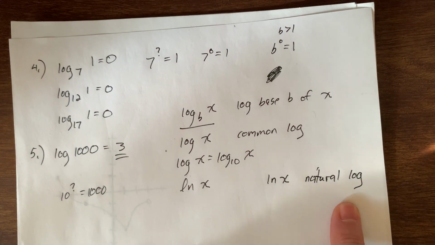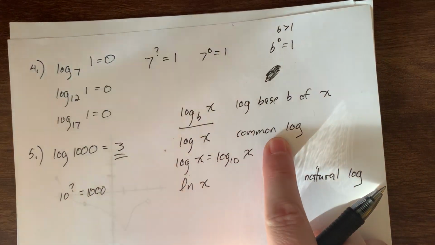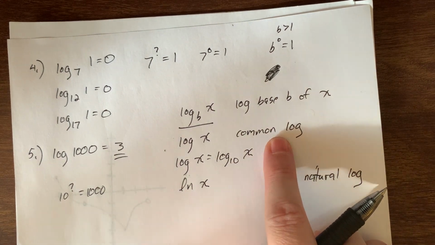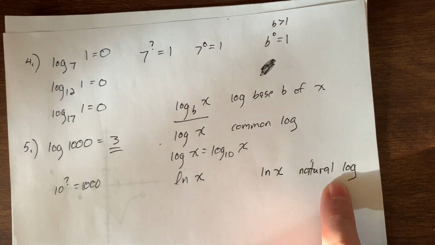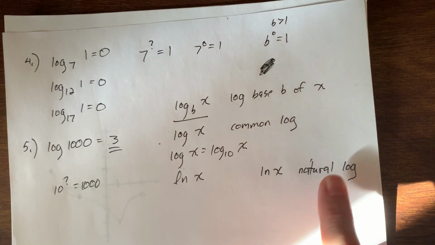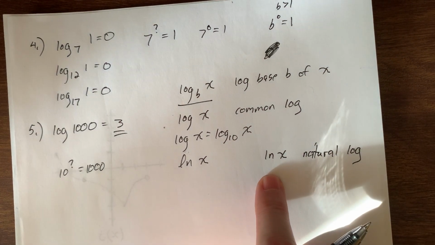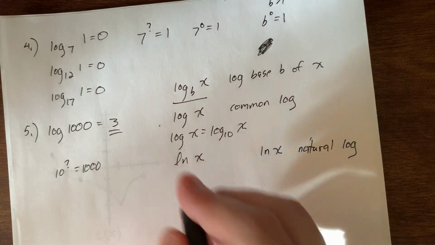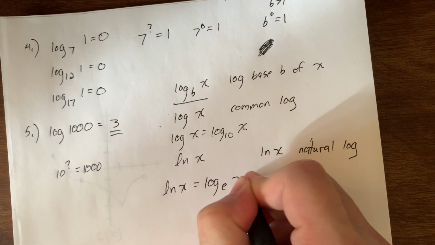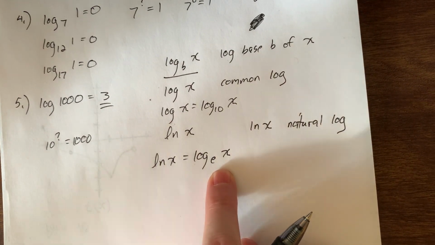For people who focus on engineering, common log is the one they see most frequently, and they stop calling it common log, they just call it log because that's the only one that they really use. For people who continue in math, this is the one that we use a lot more, the natural log, the ln function. The ln is also based off of a special base, natural log of x is log base e. And what is e?